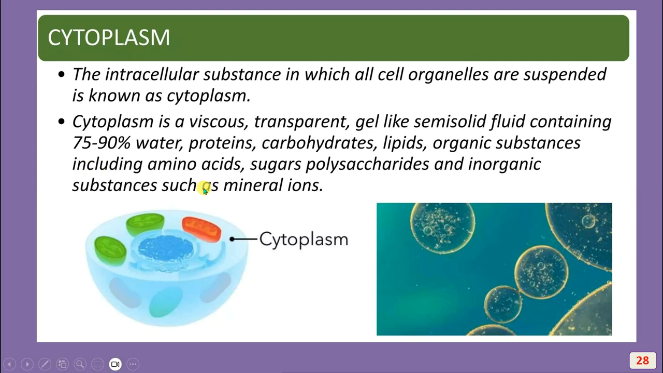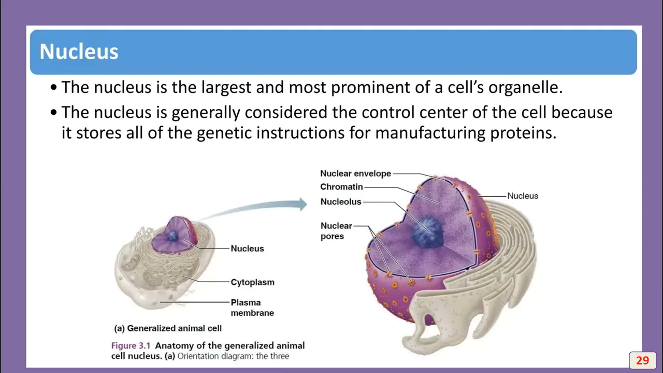It also contains proteins, carbohydrates, lipids, organic substances including many amino acids, sugars, polysaccharides, and inorganic substances. The animal or human body contains 10 raised to the power of 14 cells, and there is always regeneration and also permanent cell death.